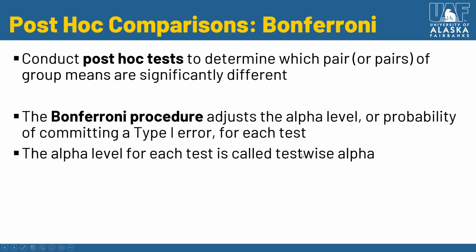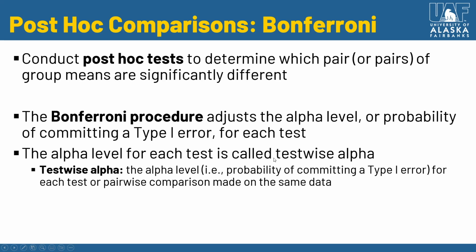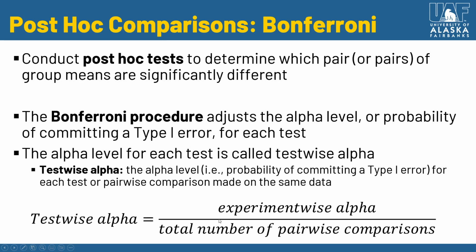Yeah, and so test-wise alpha level for each test. You can look at this further if you want. But simply in Bonferroni, we'll calculate that by doing experiment-wise alpha divided by the total number of pairwise comparisons. So in other words, if our overall alpha is 0.05, we're going to divide that by the individual number of comparisons we're making, and then that will be our test-wise alpha, or the alpha for each specific comparison.